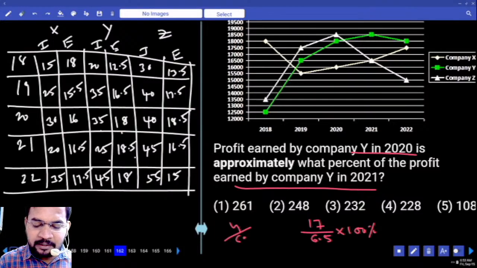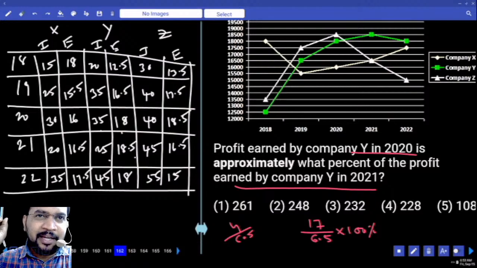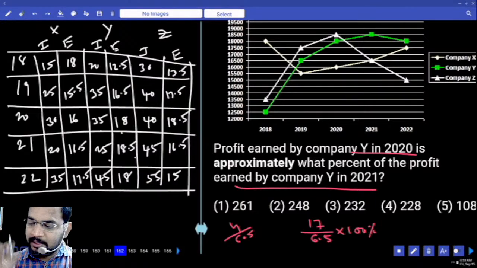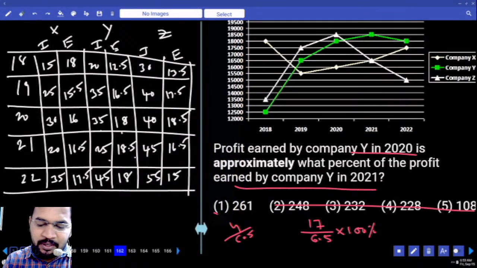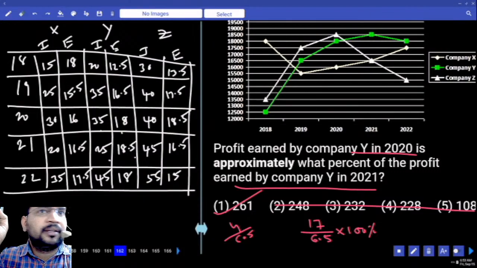Are you clear or not? 4 by 6.5 is approximately, 50% of 6.5 is 3.25. I need 4, so our answer is more than 250%. It's very close to 250%. Accepted or not? Yes. More than 250, very close to 250. So first of all, only one option is more than 250. Are you clear?